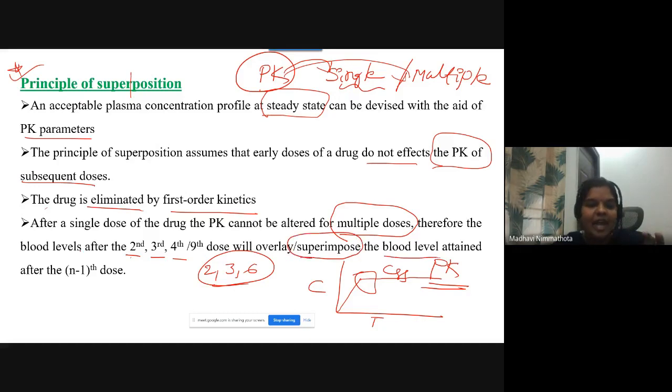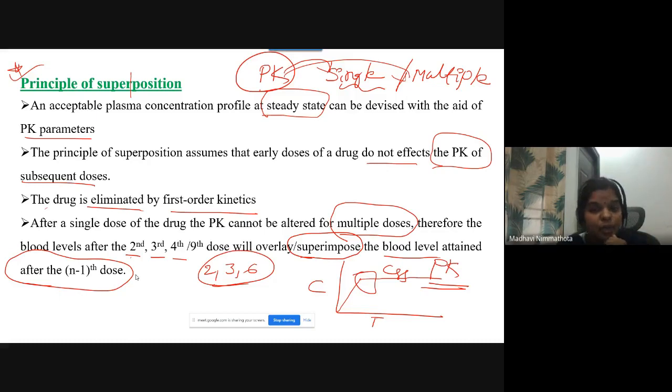The blood level attained after the n minus 1th dose. So, what I am telling here, the principle of superimposition means that when you take the drug as a single dose or by multiple dose administration, the PK parameters will not be changed. Whatever parameters you get for single and for multiple doses, both are the same. So that's why the blood levels after the second dose, third dose, fourth dose, and so on, up to the n minus 1th dose, will remain the same.